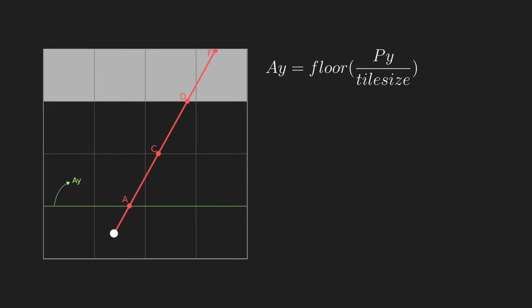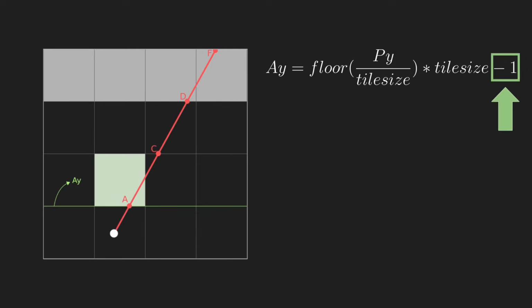So if we floor the player's y position over tile size, we can get the tile row that the player is currently on. But if we multiply by the tile size, we can get the exact y position of Ay. However, if we just stopped here, point A would be actually checking if there is a wall on the tile below, which isn't what we want. What we actually want is to check if there is a wall in the tile above the point A.